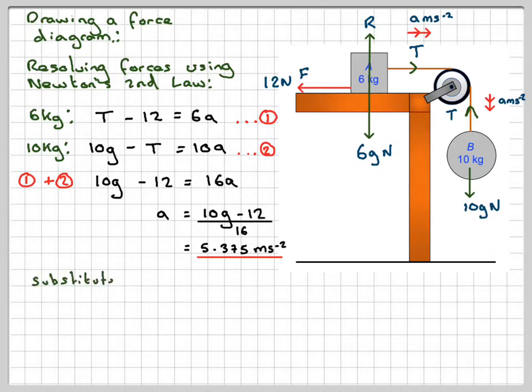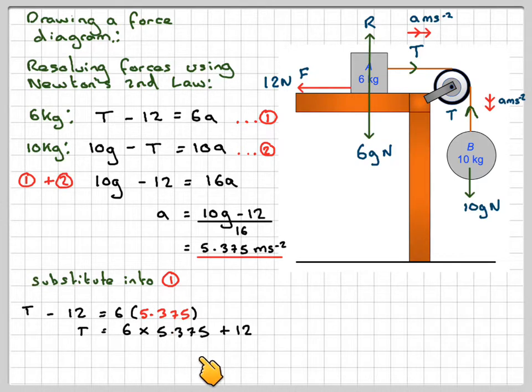We now need to substitute that into equation 1 or 2. We'll do 1. So we're going to have that T minus 12 is going to be 6 times a, which is 5.375. Don't use one that's been rounded off. And that's going to give that T is 6 times 5.375 plus 12, which gives 44.25 newtons.